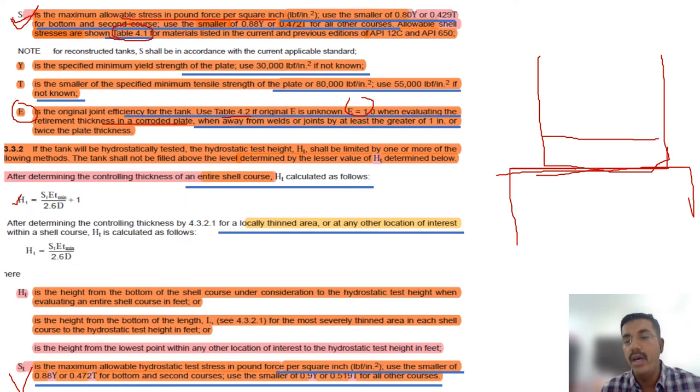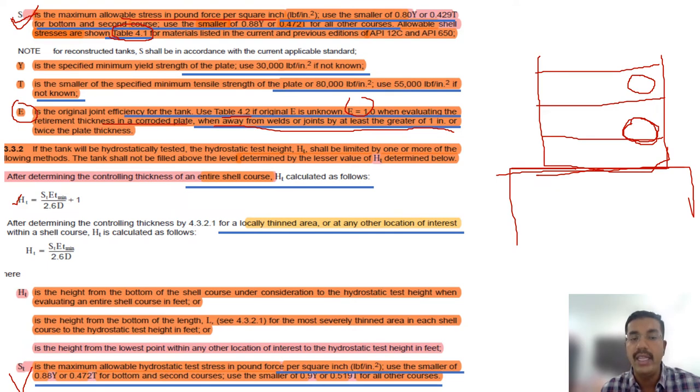Let's say shell 1, second shell, third shell. Let's say there is one area where we are evaluating and another area where we are evaluating. The difference between this area and that area is that this one is very near the weld, and this area is away from the weld. That's what it is saying: when away from the weld or joint by at least the greater of 1 inch or twice the plate thickness. Let's say the plate thickness is 0.25 inch. So 2 times the plate thickness is how much? 0.5 inch. It is saying the greater one is 1 inch.